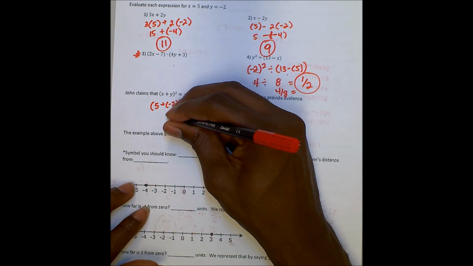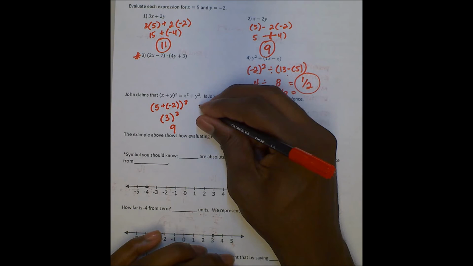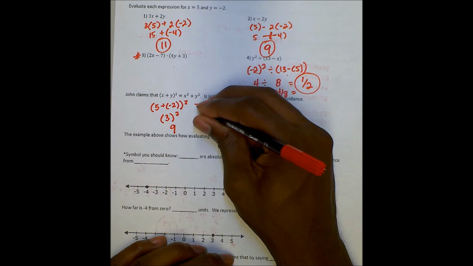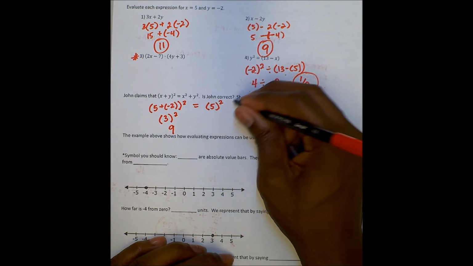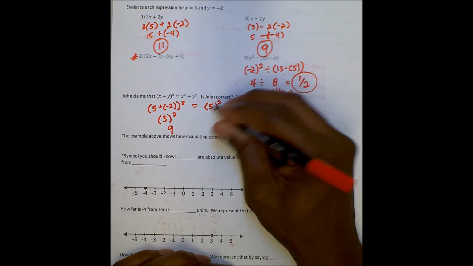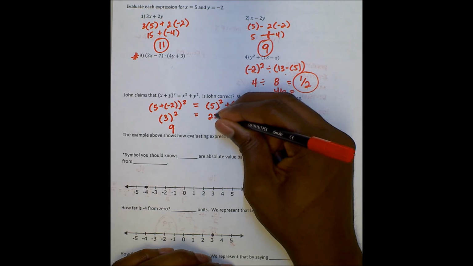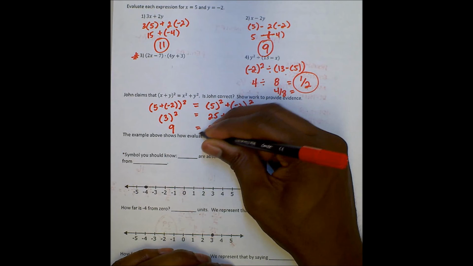5 minus 2 gives us 3. And so we'll have 3 squared, and that is 9. Now John said x squared plus y squared is the same thing, so let's check. So we have 5, because that's what x is, squared, plus negative 2 squared. And that will give us 25 plus 4, which gives us 29. And so we see that those two things are not equal.